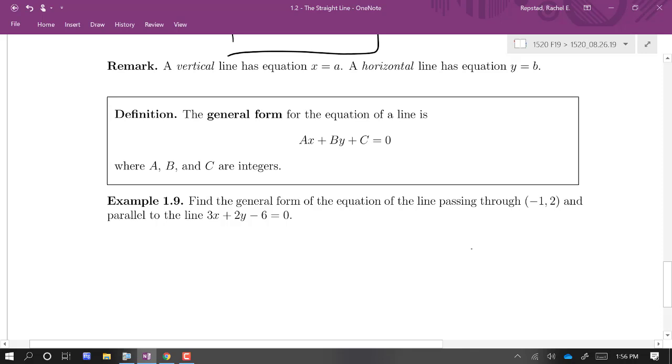Now, I either need 2 points or I need a point and a slope. They've given me a point. And then they give you the slope. What tells you that? Well, parallel. So it's parallel to this line. If I can find the slope of this line, then my line is going to have the same slope. So how do I get the slope of this line?